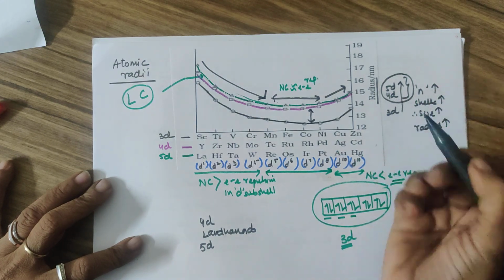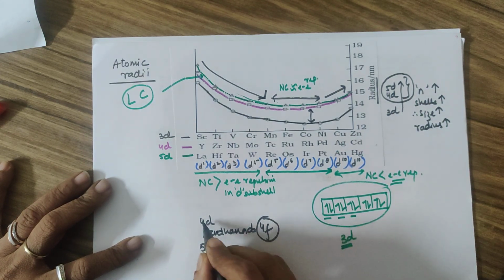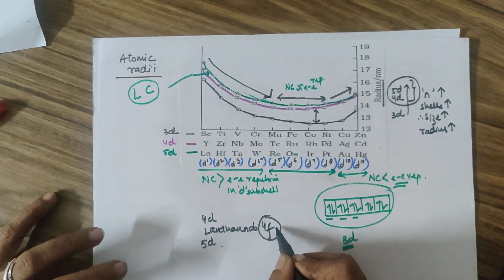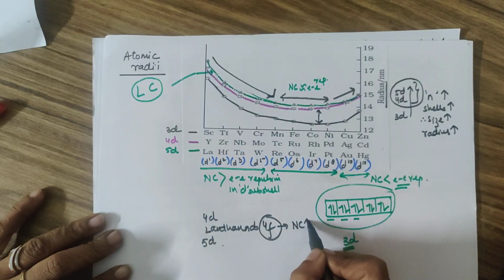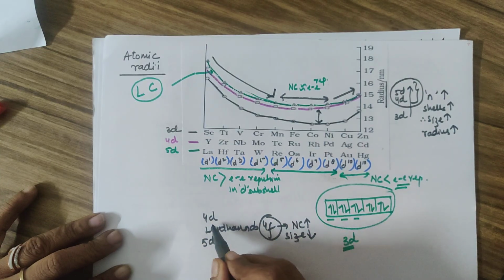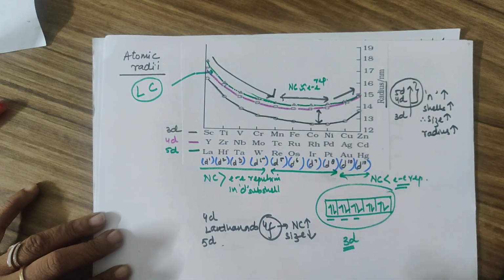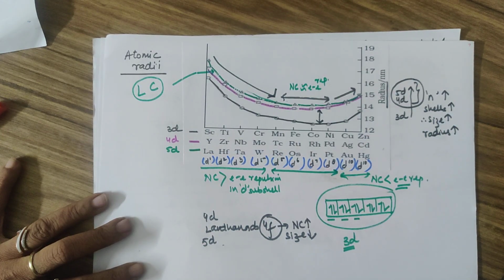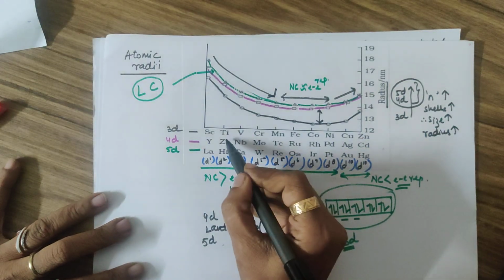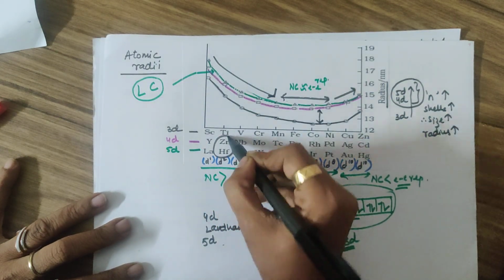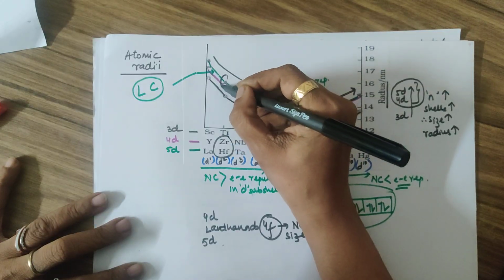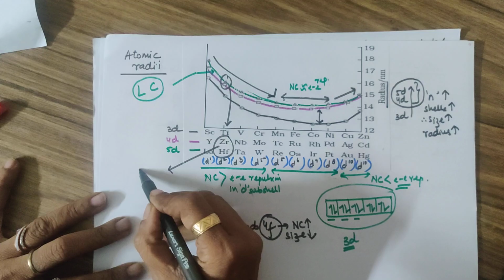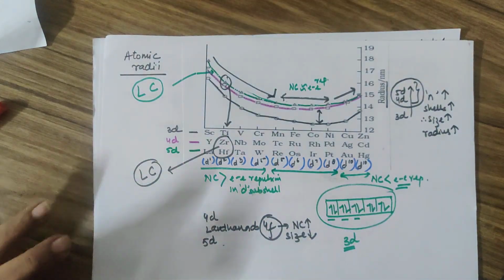The reason is the presence of lanthanoids, that is your 4F in between 4D and 5D, and 4F has a very poor shielding effect. It increases the nuclear charge, hence the size decreases. So even if you go from 4D to 5D, there is an increase in shell, but the size does not increase much. A commonly asked question from this section is, the size of zirconium and hafnium is almost similar. And the reason attributed here is the lanthanoid contraction. Fine.